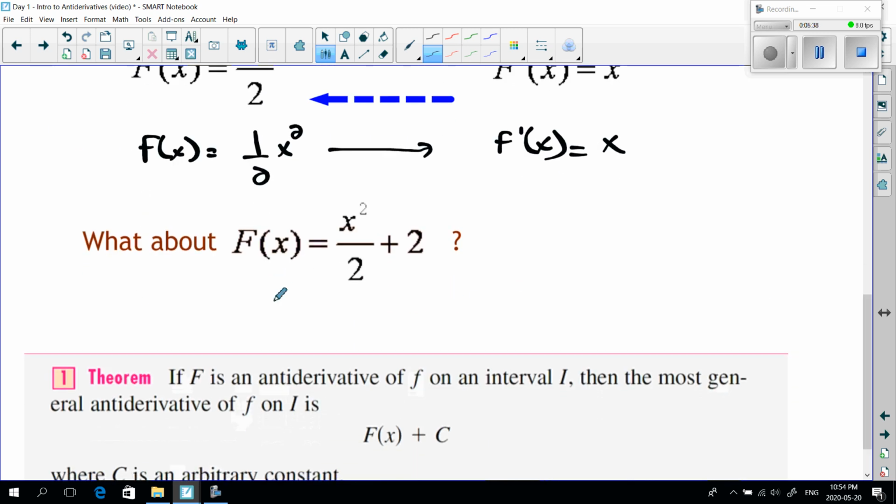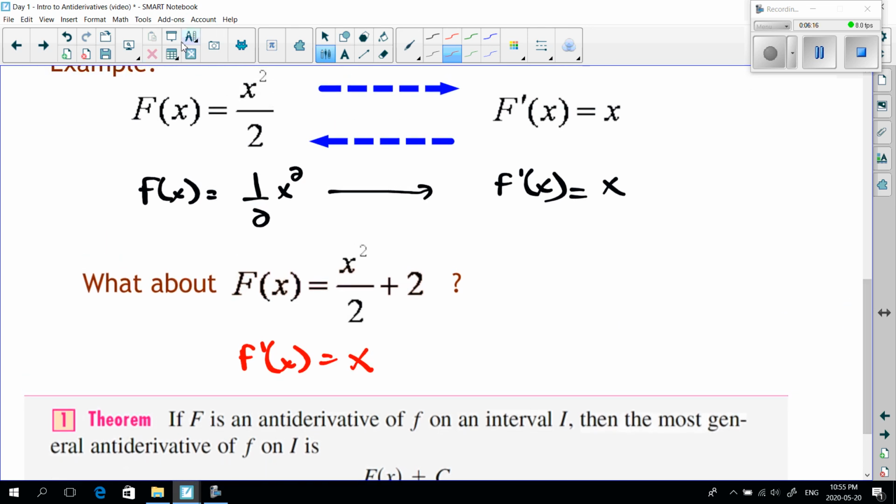What about this? What if I did the derivative of this? I'll do that in red, because I always do derivatives in red. Well, the derivative of 1/2 x squared would be x. The derivative of plus 2 would be 0. So here's what I was saying. It represents a family of curves. There could be a constant back here. The derivative of x squared over 2 is x, but the derivative of x squared over 2 plus 2 is also x.